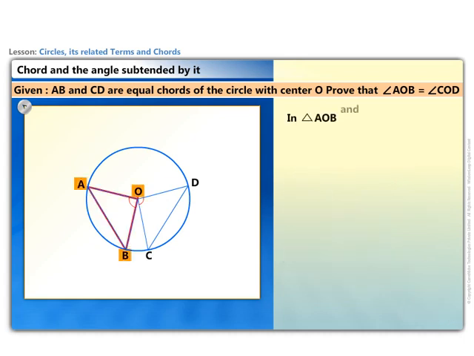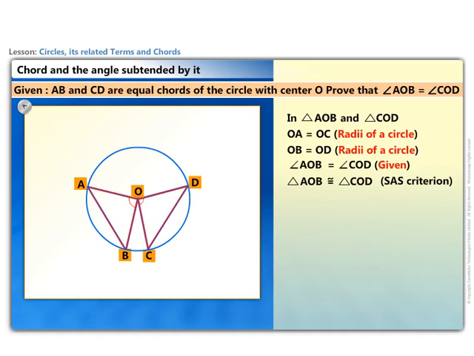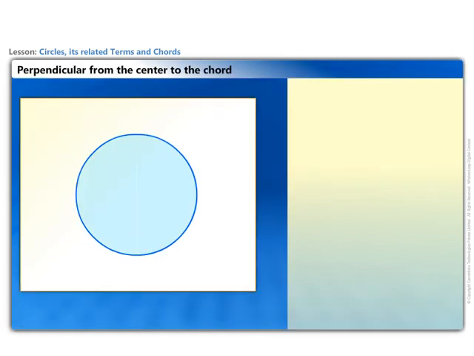In triangle AOB and COD, OA is equal to OC, radius of circle. OB is equal to OD, radius of circle. Angle AOB is equal to angle COD. Given. So triangle AOB is congruent to triangle COD, SAS congruency criterion. So, we can conclude that if the angles subtended by the chords of a circle at the center are equal, then the chords are equal.